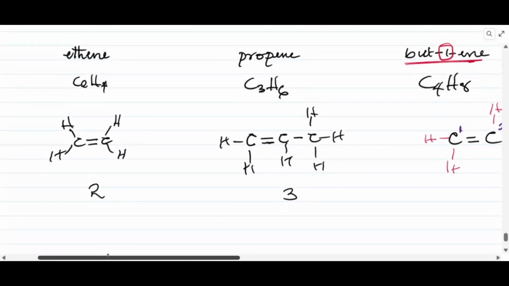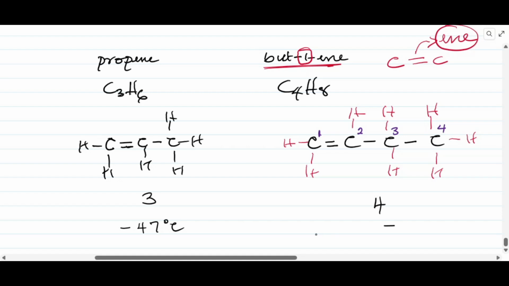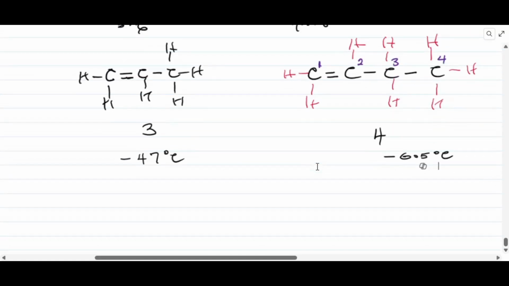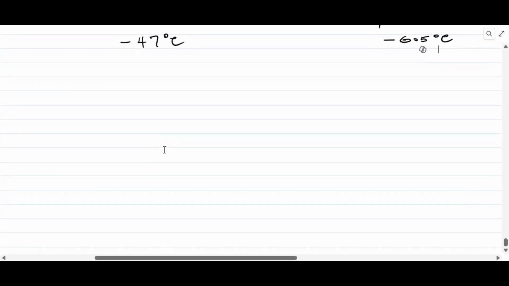If you look at the boiling points, let's compare the physical properties of the 3 of them. Definitely the one that has the shortest chain will have the lowest boiling point. The boiling point of ethene is minus 102 degrees centigrade. For propene, it is minus 47. It is increasing now. And for butene, it is what? Minus 6.5 degrees centigrade. This one has the highest boiling point because it has the longest chain. Don't forget.